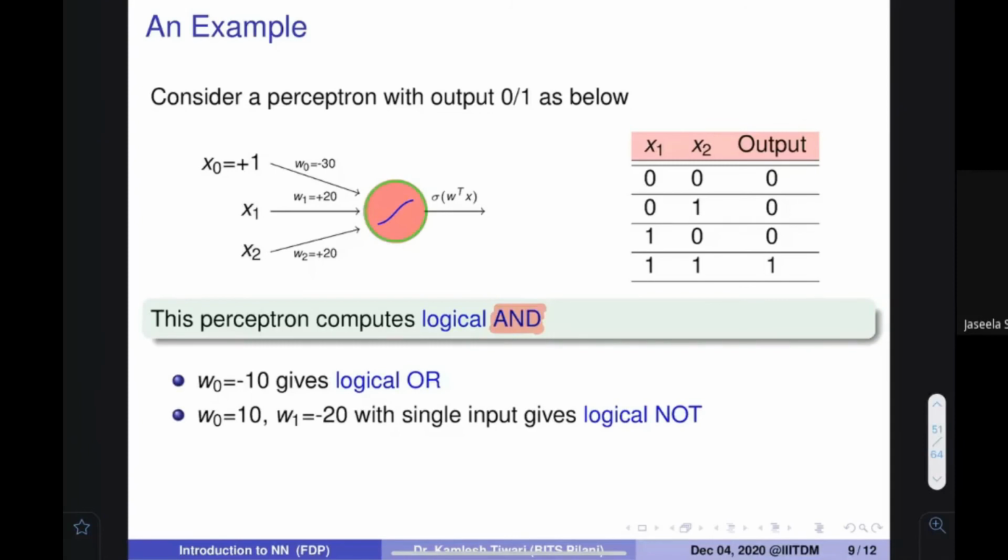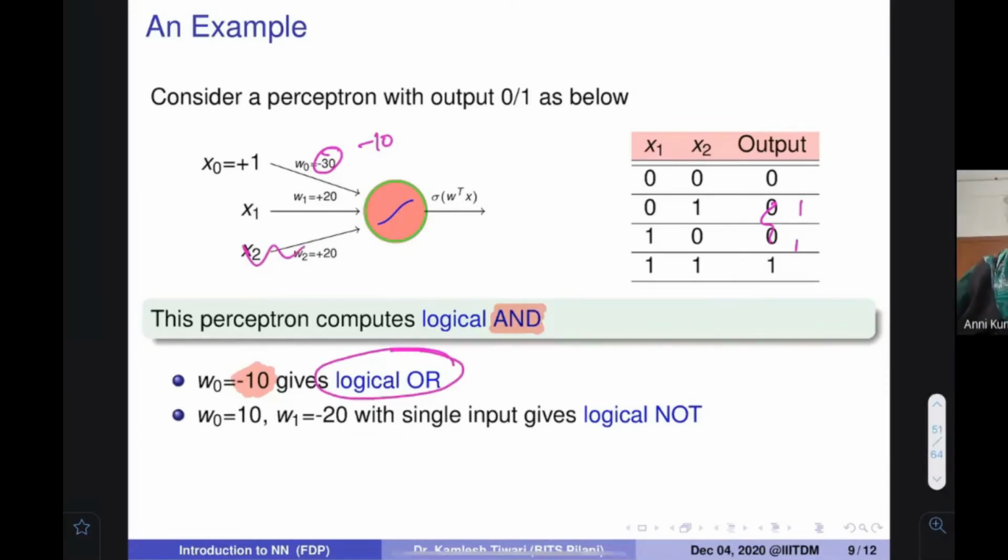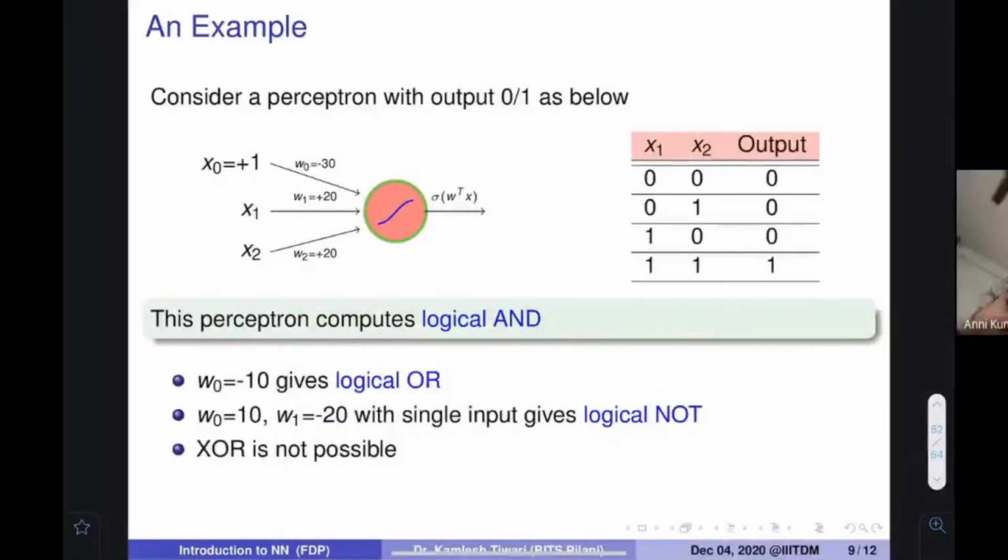If the weight W0 is equal to minus 10, meaning you change this minus 30 to minus 10, then the values here actually change. It becomes 1 for 1 and 1, and it gives logical OR. When there is no W2 and W0 is equal to 10 and W2 is equal to minus 20, then it gives the logical NOT gate. Strange. OR, NOT, everything is possible. However, XOR is not possible.